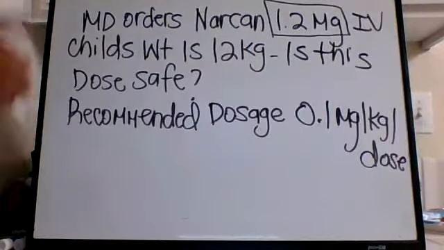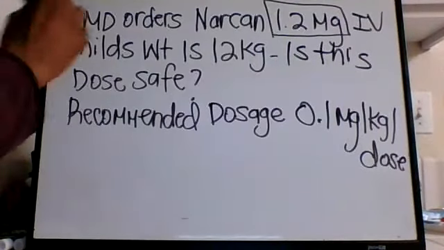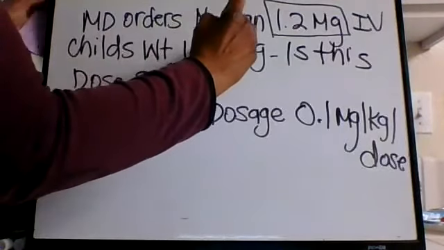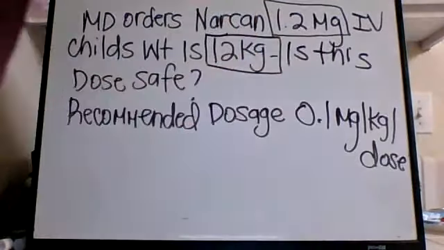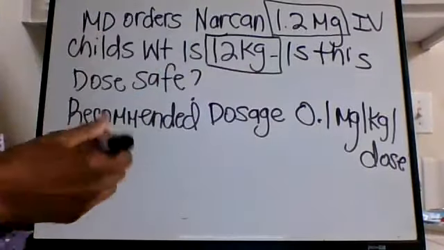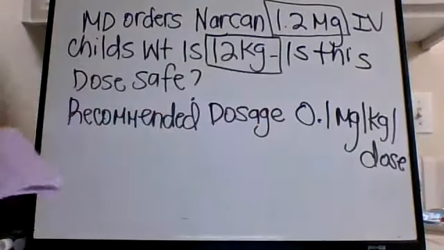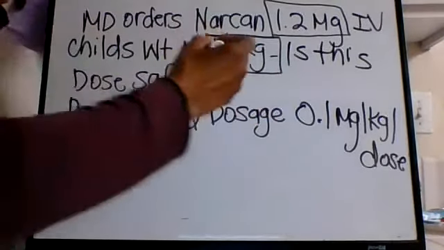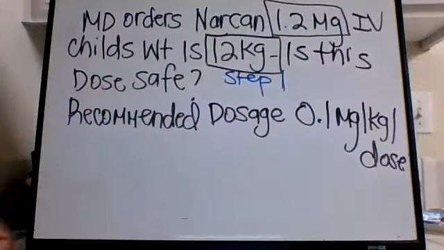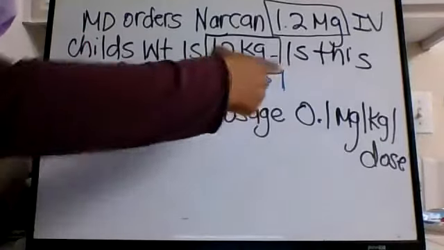So step one in solving is always to convert the child's weight to kilograms. Because the weight is already in kilogram form, we don't have to convert. If we had to convert pounds to kilograms, we would divide by 2.2. So let's just put this as step one. The step one is always to convert, but the weight is already in kilograms.